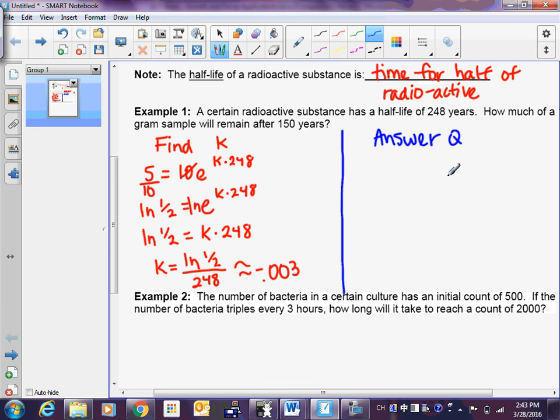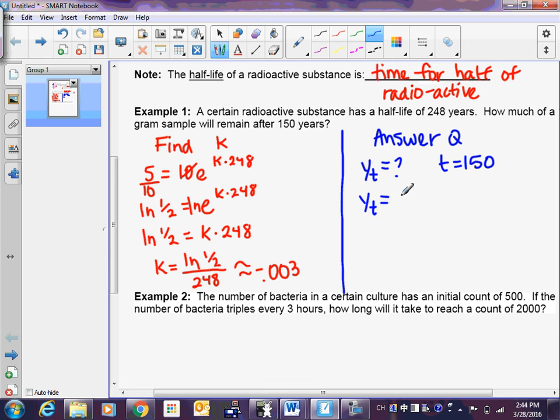Making a huge deal that this is a two-part problem. How many parts of this problem? 2. You first have to find K, then you answer the question. It says how much of a 10-gram sample will remain. What they're looking for is what is y of t, or y sub t, when t is 150 years? Okay, so let's use the formula. Let's leave that as y sub t since that's what we're looking for.